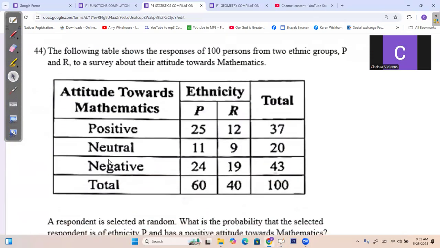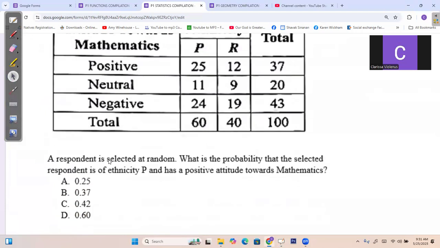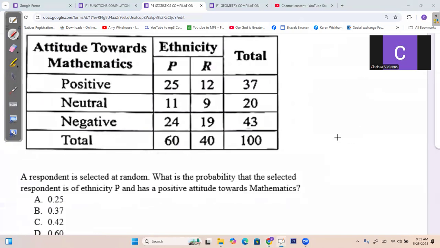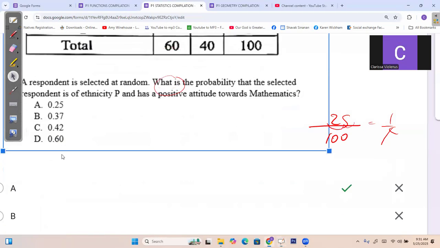All right, so this is another probability. It says a respondent is selected at random. If it says at random, that means it's out of 100, from everybody. What is the probability that the respondent selected has a positive attitude? So what's the number for positive? On the P it is 25. 25 out of 100 is a quarter, which is the same thing as, if you divide by 100, 0.25. So the answer is A.